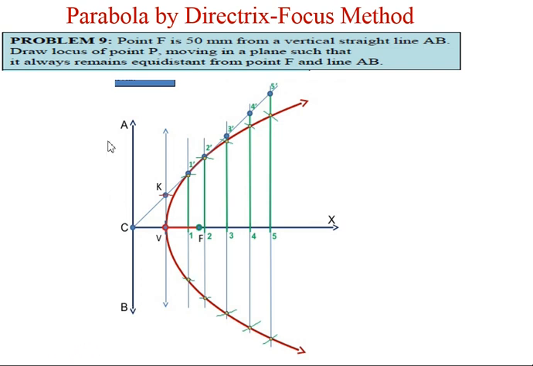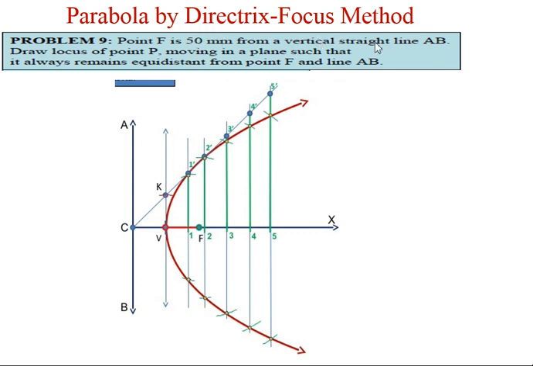Now you will see that this is the problem statement: a point F is 50 millimeter from the vertical straight line AB. Draw the locus of point P moving in a plane such that it always remains equidistant from the point F and line AB. Now here, this is a very similar procedure to an ellipse, but having certain slight changes.